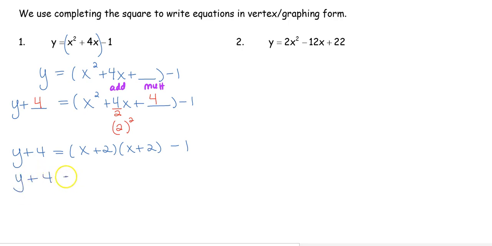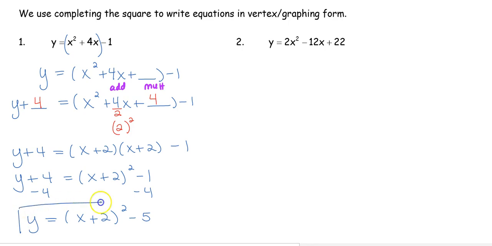Now I'm going to rewrite those two binomials. Since it's the same binomial, I can do x plus 2 quantity squared minus 1. I'm almost in graphing form. Just need to get that y by itself, so I move that 4 over. We get y equals x plus 2 quantity squared minus 5. And there is the equation of our parabola, our quadratic.